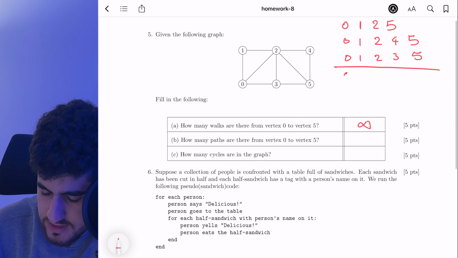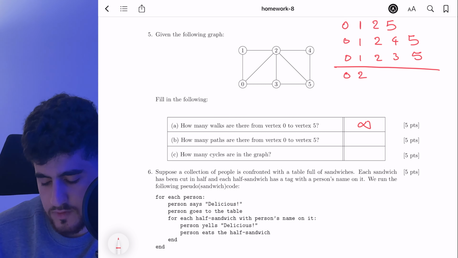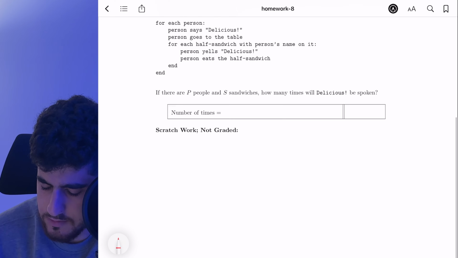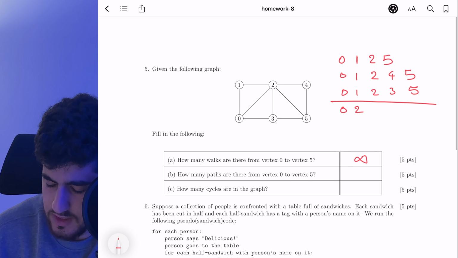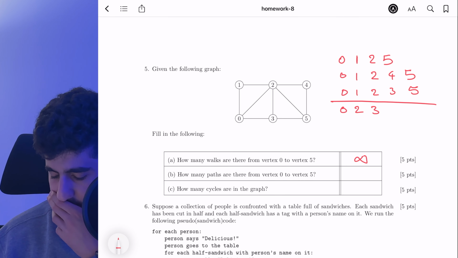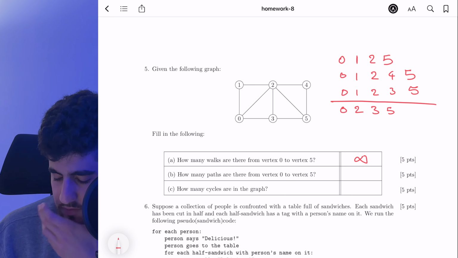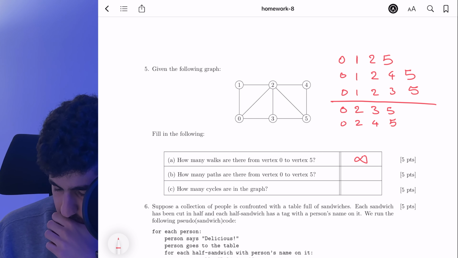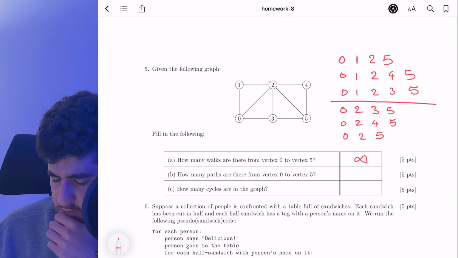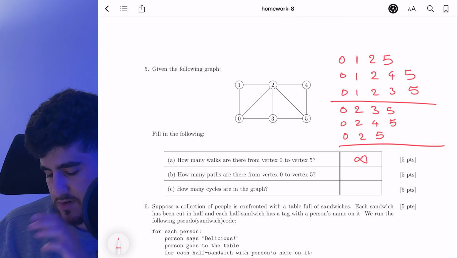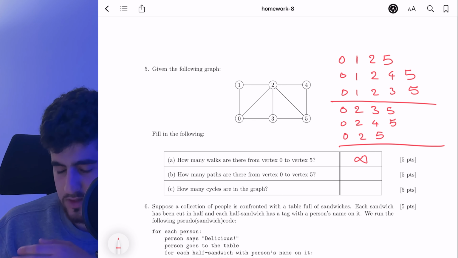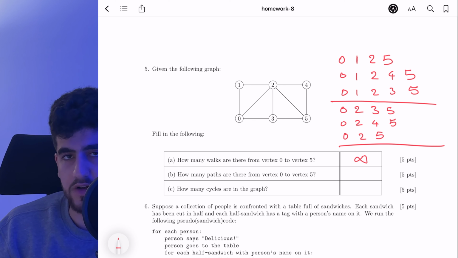The next category, it starts from 0, 2. We first go to vertex 2. But when we go to vertex 2, then we can go to, for example, vertex 3, and then we can go to vertex 5: 0, 2, 3, 5, 0, 2, 4, 5, and 0, 2, 5. It's very similar to the previous case, because when we are at 2, then we just have these 3 cases. Either go to 3 or 4 or 5 directly.